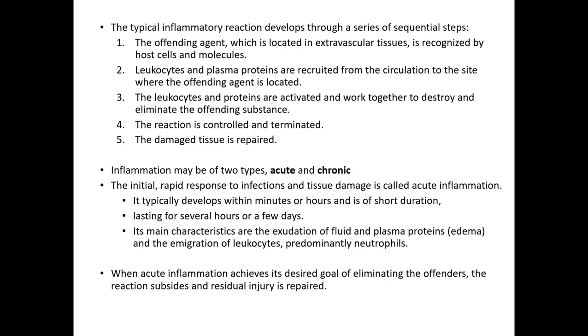The typical inflammatory reaction develops through a series of sequential steps. What are the steps of inflammation? Number one, the offending agent, which is located in the extravascular tissue, is recognized by the host cells and molecules. Number two, leukocytes and plasma proteins are recruited from the circulation to the site where the offending agent is located. And number three, the leukocytes and proteins are activated and work together to destroy and eliminate the offending substance. This reaction should be controlled and terminated. It should not be continuous. The damaged tissue is repaired. These are the series of steps of inflammation.